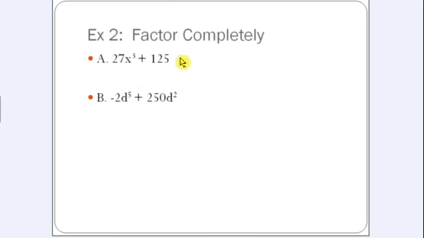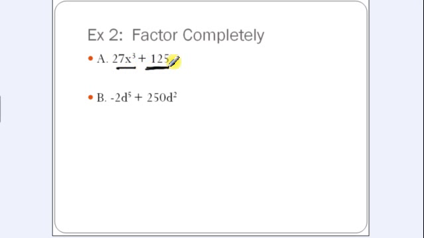So I'm asked to factor this completely. The first thing I want to look for is, is there a greatest common factor to factor out of both terms? And for a, I don't see any. 27 and 125 do not share any common factors. Then I want to look for any special patterns I see. And here I notice I have the sum of perfect cubes.